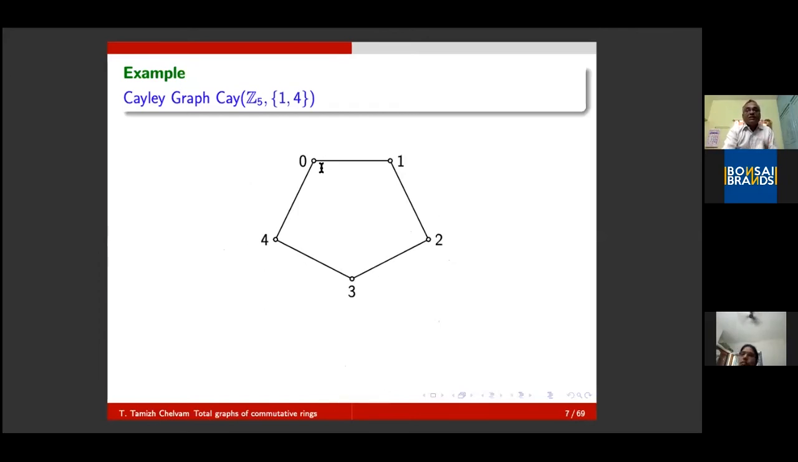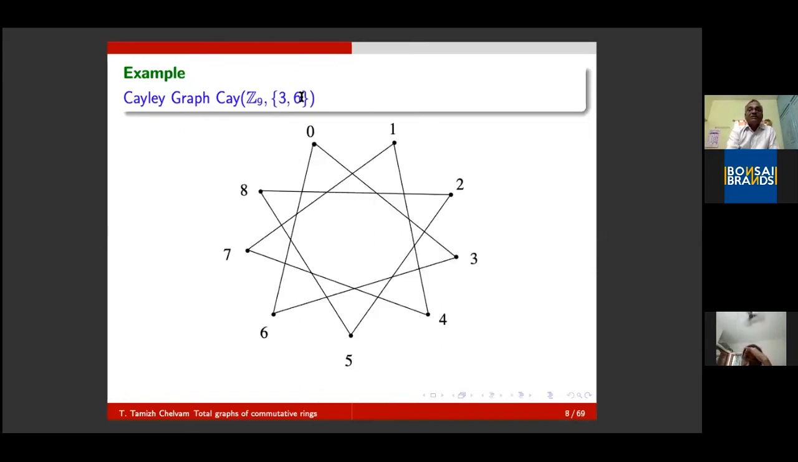So as I mentioned earlier, {1, 4} is a generating set of the congruence modulo 5 classes with respect to addition modulo 5, whereas {3, 6}, even though it is symmetric, is not a generating set for the congruence modulo 9 classes with respect to addition modulo 9. Of course, you cannot write 1 in terms of 3 and 6, so there is no possibility. If you add a successive element here, it will become a generating set. So the Cayley graph of a finite commutative ring was constructed.